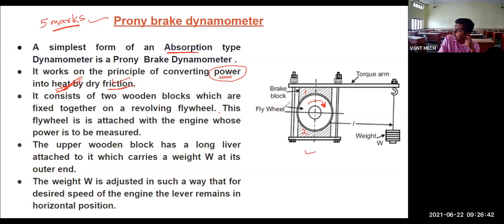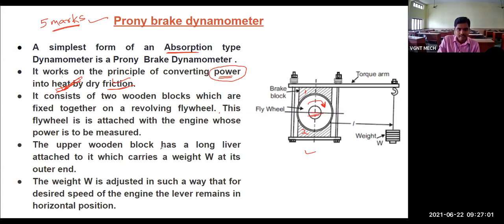This is nothing but the flywheel. So these wooden blocks are connected with this revolving flywheel. This flywheel is attached with the engine whose power is to be measured. This flywheel is connected with the engine cylinder whose power we have to measure.